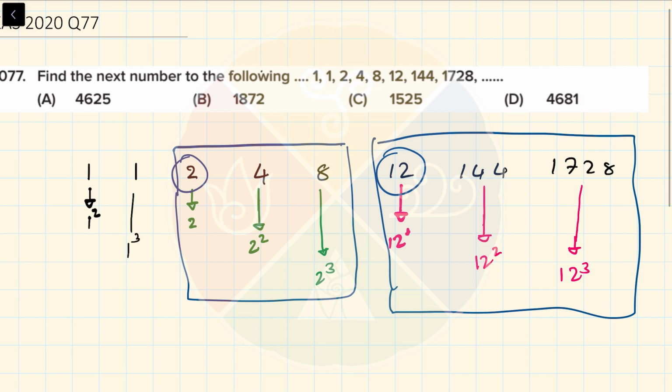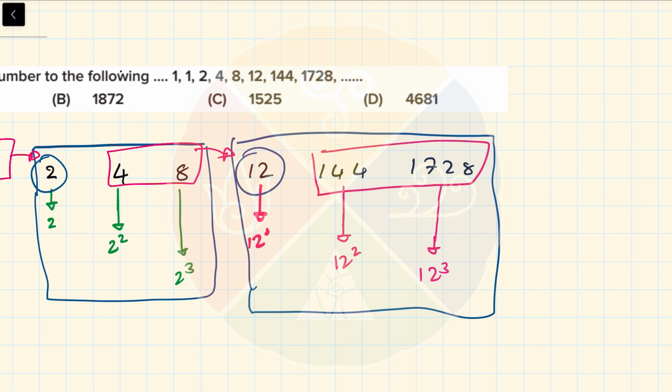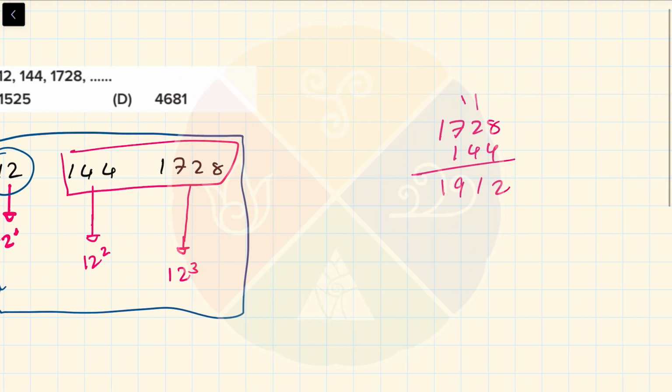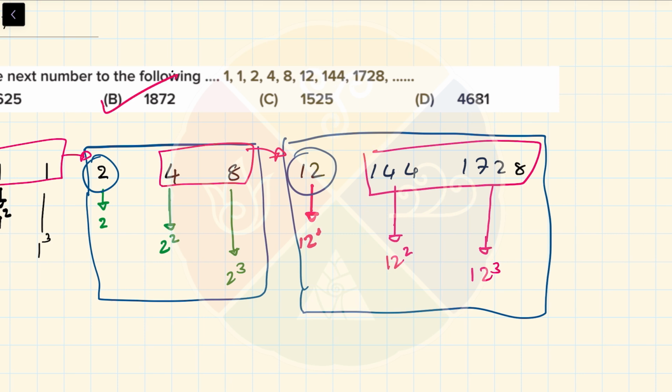So when I was observing for that, what I figured out is that 1 plus 1 will give you 2. Similarly, if I check 4 plus 8, I am going to get 12. So what if the next number is this plus this? That is 1728 plus... did I make a calculation mistake? Wait, let me add this once more. Okay, I think I made a mistake. 8 plus 4, that is 12. 1872. Yeah, I got the answer. I got the same answer which I guessed.